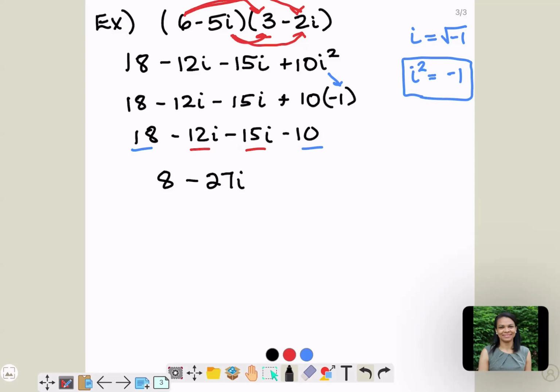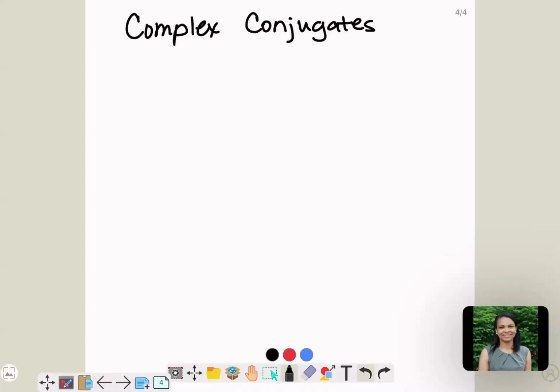So you're just FOILing it and combining like terms. The extra step is that the i squared becomes -1. All right, last thing in this section is complex conjugates. So for our standard complex number, a plus bi, its complex conjugate would just be a minus bi. So the same a and b, we're just changing the plus in the middle to a minus. That's all. A lot of times you will use a complex conjugate if you need it to simplify.